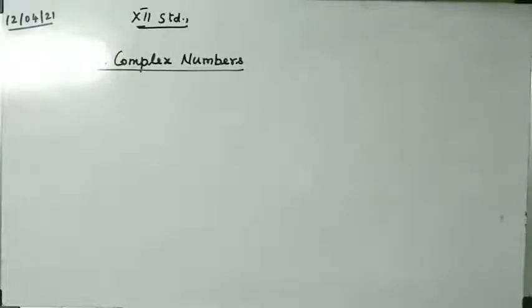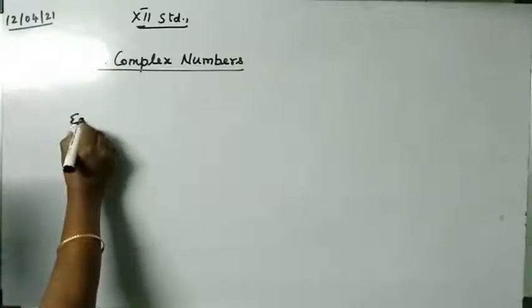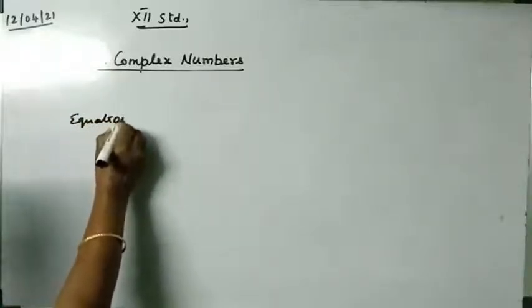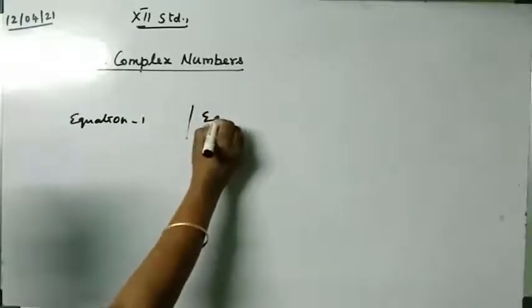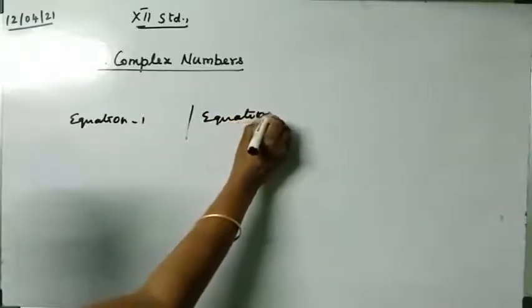So the rules for addition, subtraction, multiplication and division of complex numbers were developed by the Italian mathematician Raphael Bombelli. Now before introducing the complex numbers, let us try to answer these questions. Consider these equations. Equation 1 and equation 2.